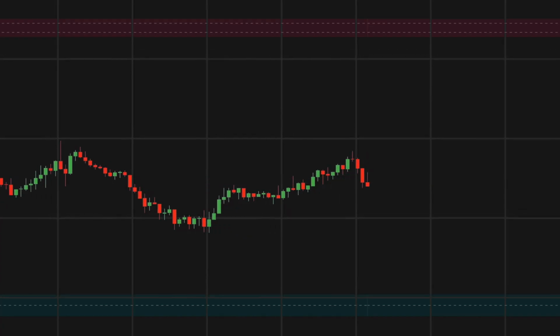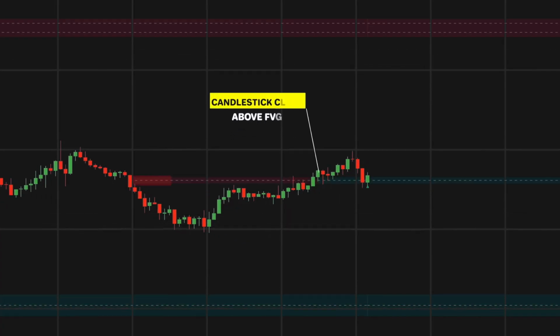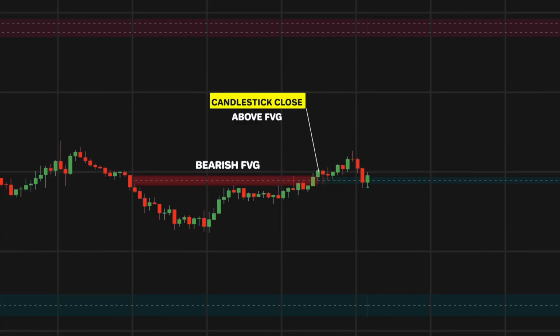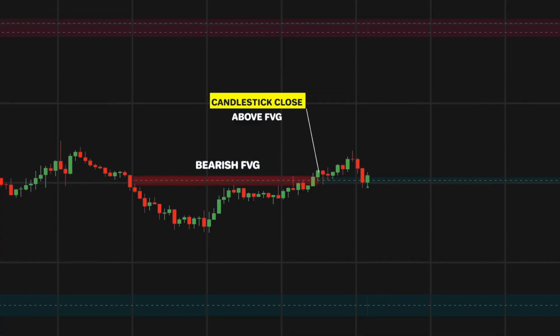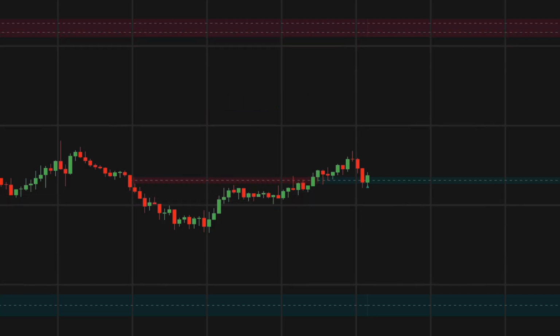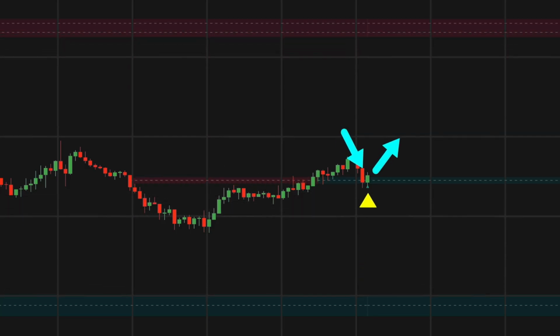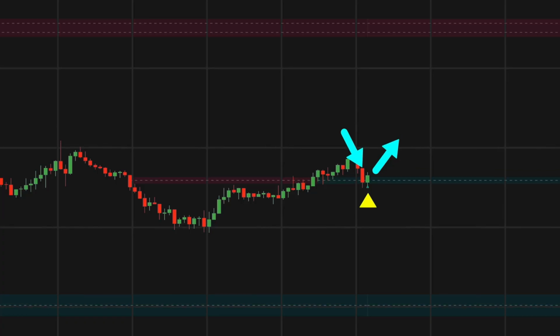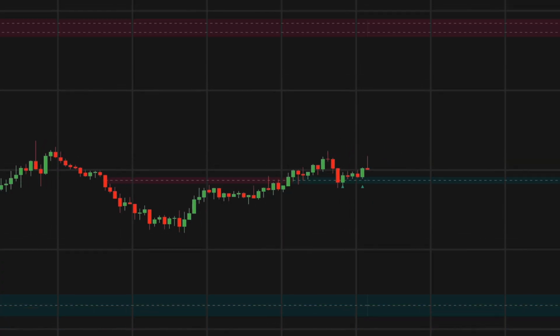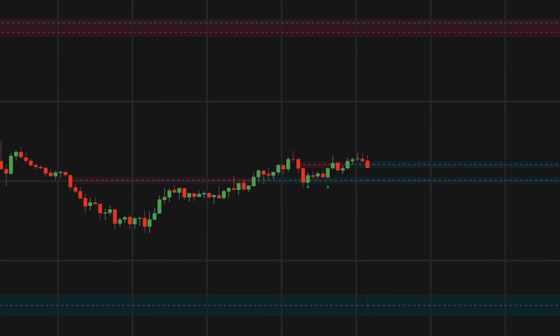Mitigation occurs when the price closes above or below the fair value gap area in the opposite direction of its bias. Check the following example. After the fair value gap has been mitigated, returning an inversion fair value gap, a signal is displayed each time the price retests the zone and breaks below or above, depending on the direction of the fair value gap. You get the idea.